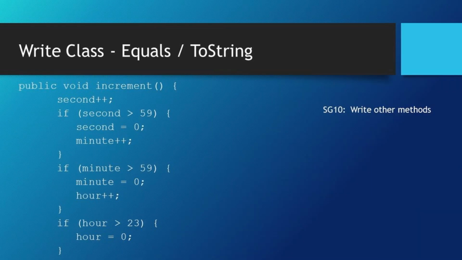For subgoal 10, we write any other methods needed for this class. Let's say we want to increment the time. We are going to create a facilitator method called increment that returns nothing and takes no parameters. The idea is to add 1 second to the existing time. The first line increments the second instance attribute. Then, if second is greater than 59, we reset second to 0, and then we increment the minute instance attribute. If the minute is greater than 59, we again reset to 0 and then increment the hour instance attribute. If hour is now greater than 23, we reset to 0. These are sequential if statements, not else ifs, because we want all the statements checked every time we increment the value of second.